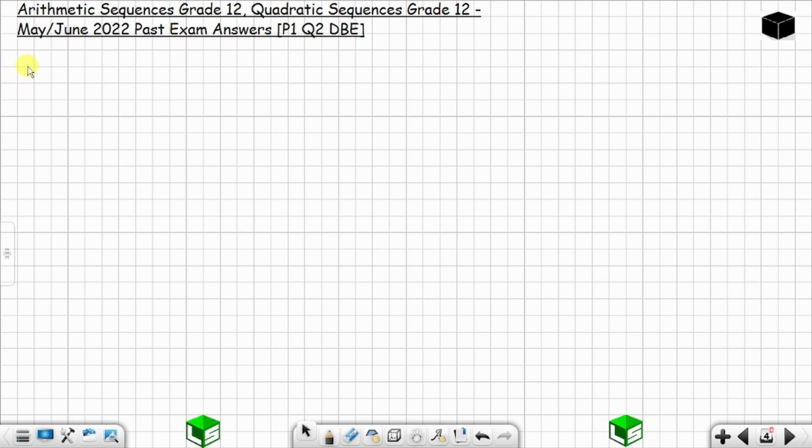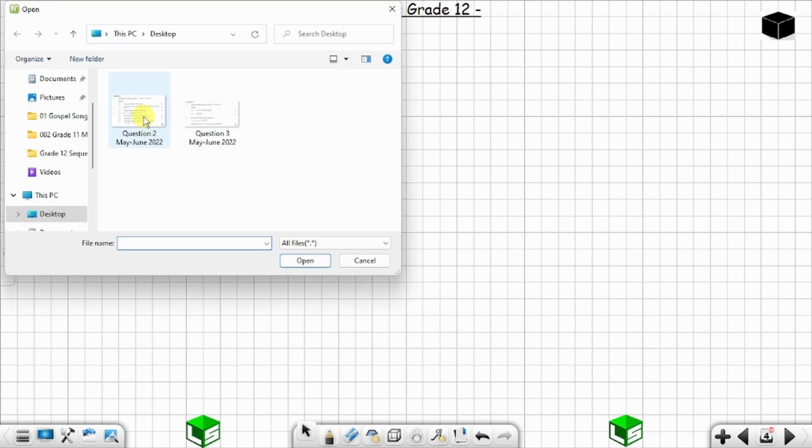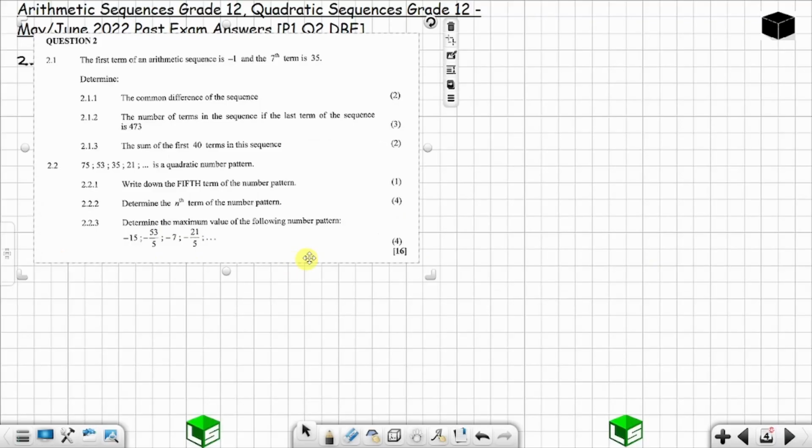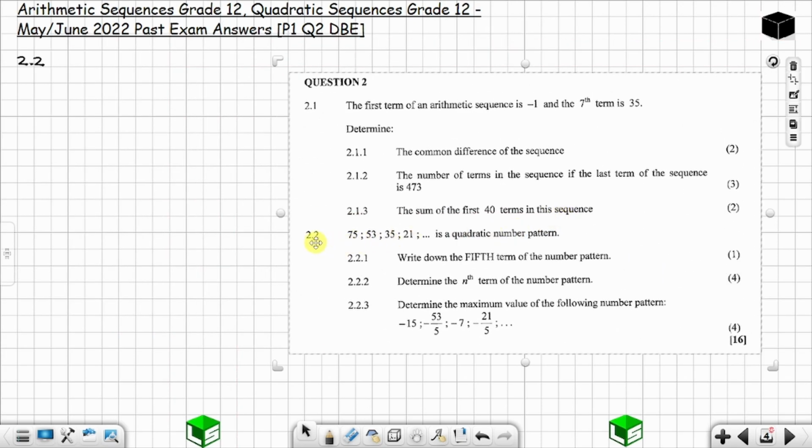Okay, now it's question 2.2. Let me get the question. So this is question 2 from May, June 2022. Okay, this is the question. We are now solving question 2.2. We are done with question 2.1.